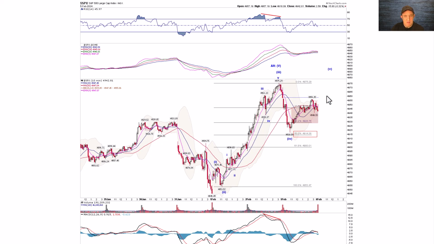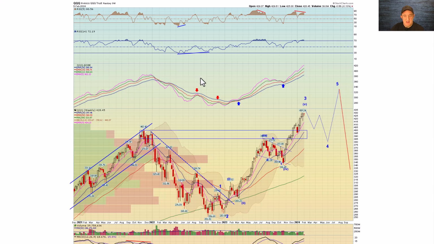To me, it would be best to tag at least the 5,000 before a nice pullback in the market correction. So really, you don't want to see price go too much below this 50% fib. Otherwise, it puts this wave 4 in jeopardy. Next, chart number 19, here's the Qs. This is the weekly chart.